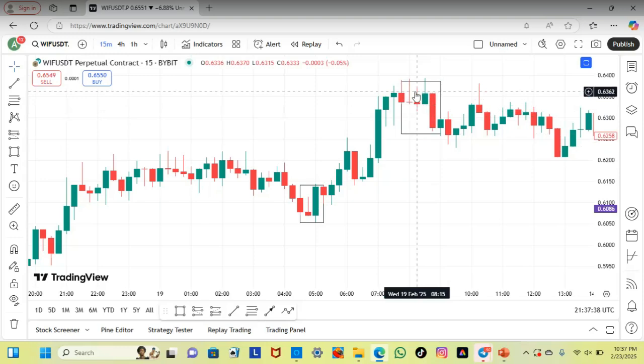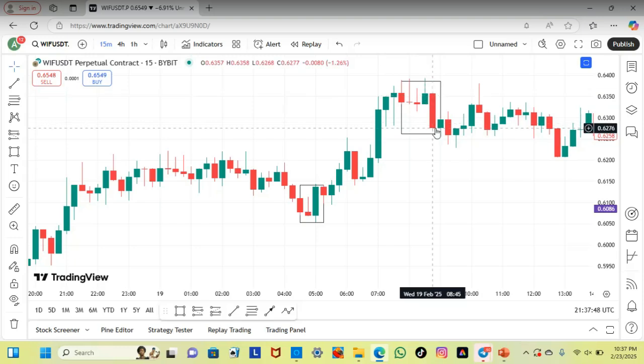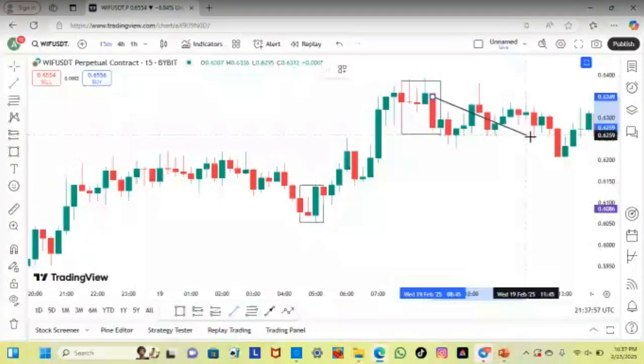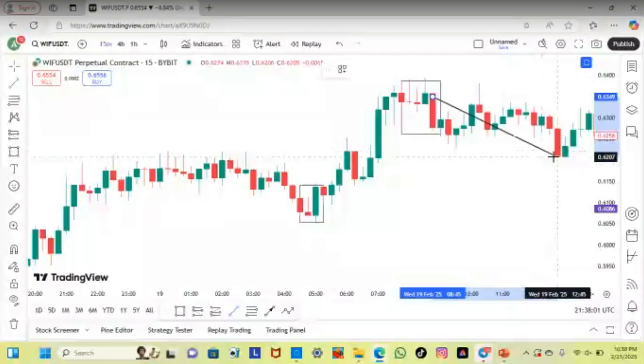Then the next one here, you will see a bearish engulfing pattern. You see that this red candle opened at the close of this bull candle and closed below the bull candle, engulfing it. And after that, the market reversed from this point to this point, which can give you a good profit if you enter this trade.